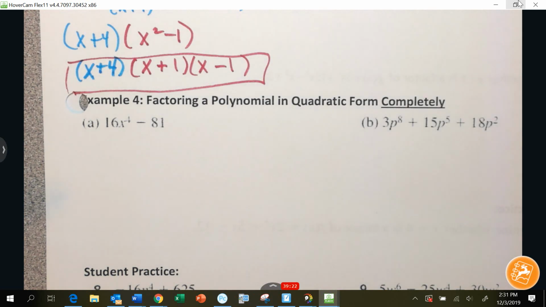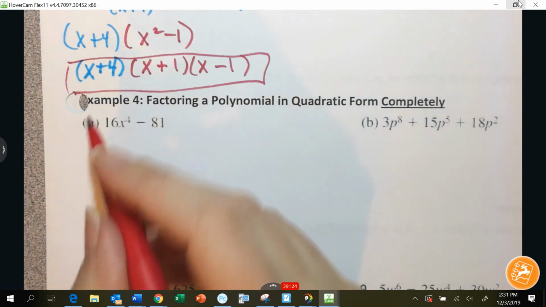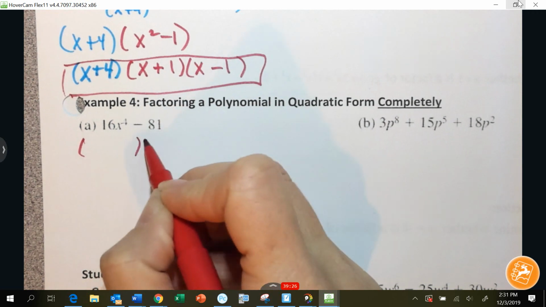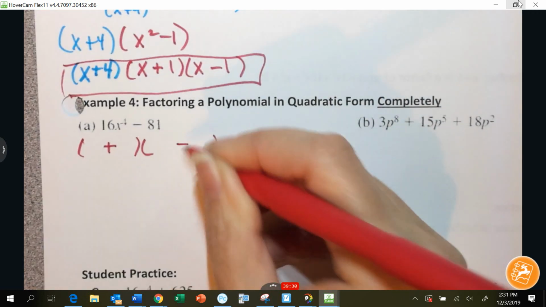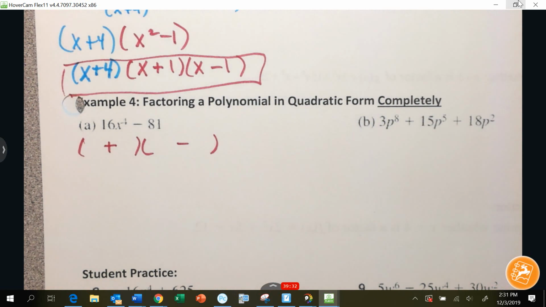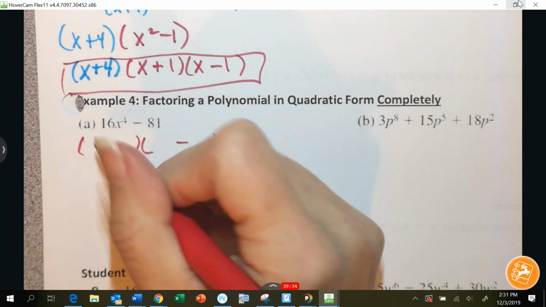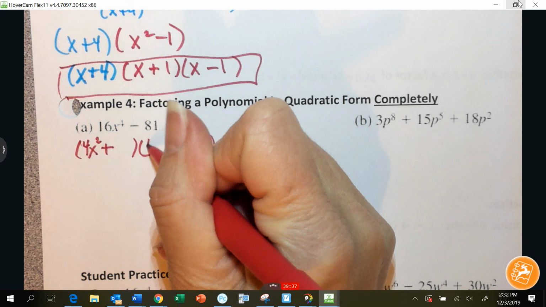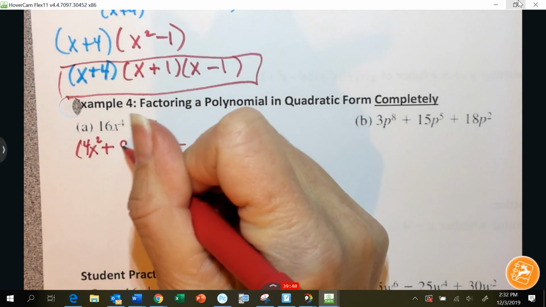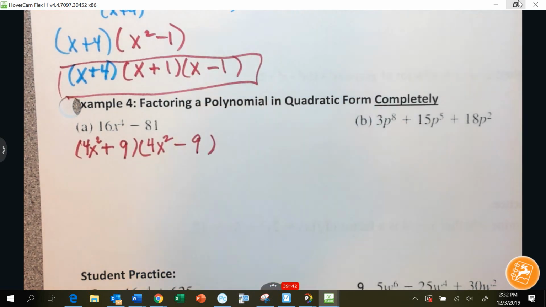Is it a difference of squares? Yes, it's a difference of squares. So we write it as 4x squared plus 9, 4x squared minus 9.